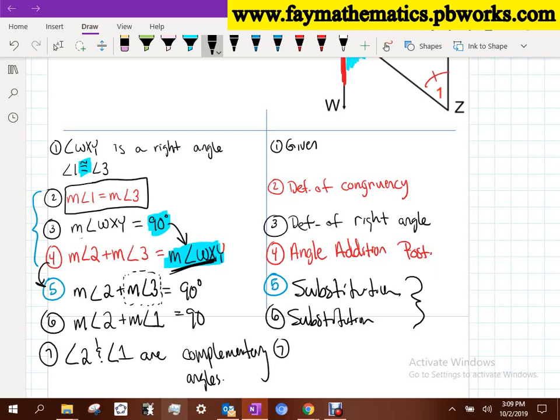So angle 2 and angle 1 are complementary. You just identified, classified, categorized these two angles as being complementary. So your reason for that will be the definition of complementary angles.